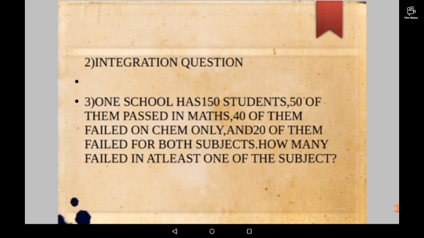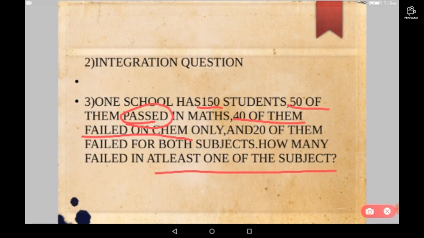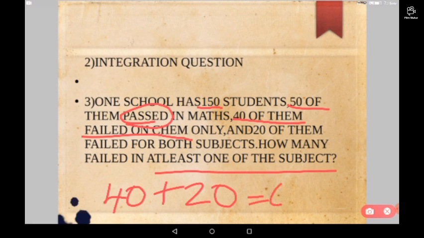One school has 150 students, and 50 of them passed in maths, 40 of them failed in chemistry only, and 20 of them failed in both subjects. How many failed in at least one of the subjects? We can go through the question. In total there are 150 students. We need those who failed in at least one subject. Already we have 40 who failed only in chemistry, and 20 who failed in both subjects, so that makes 60.